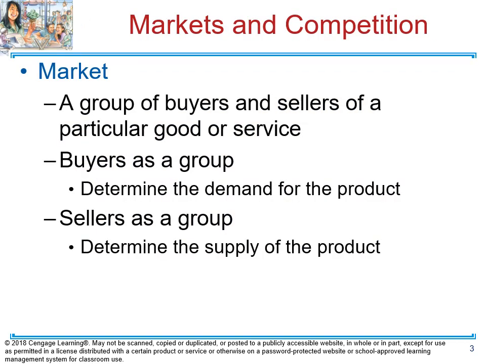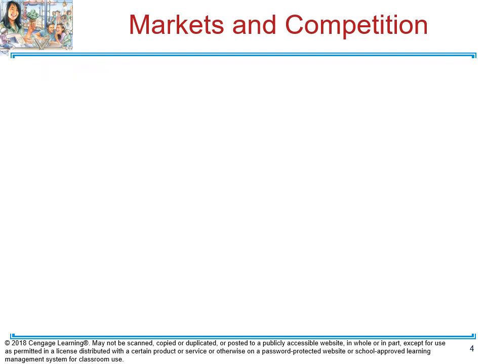So we're going to be talking about markets. And what is a market? A market is not a location. A market is a group of buyers and sellers of a particular good or service. So we're talking about a group of buyers that determine the demand for a product and a group of sellers that determine the supply for the product. And in markets, interactions of buyers and sellers are going to determine the market price and the quantities that get sold.